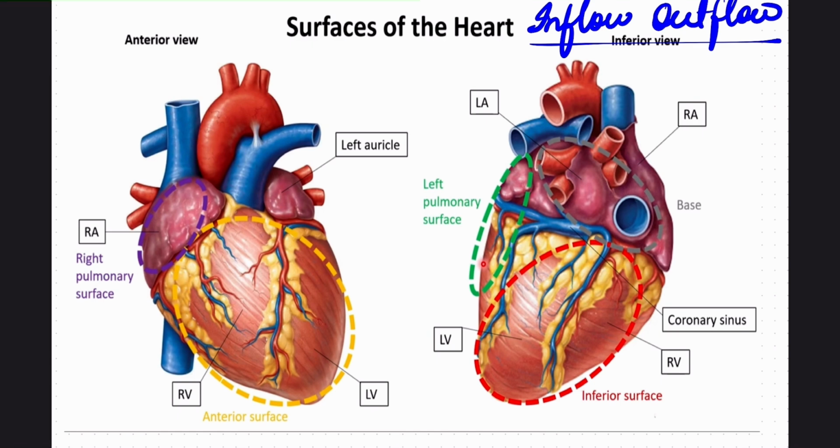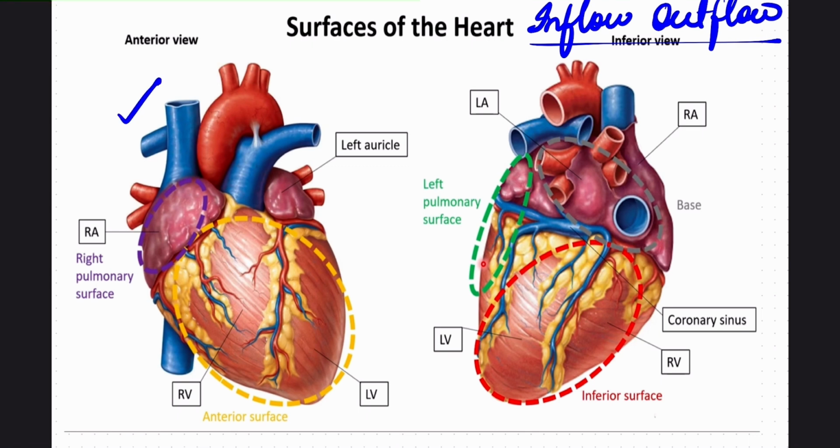So before beginning, let us study the basic anatomy of the heart. This technique is separate for each chamber, each side of the heart. Right and left sides are dealt with separately. For the right side of the heart, we'll see the basic anatomy.